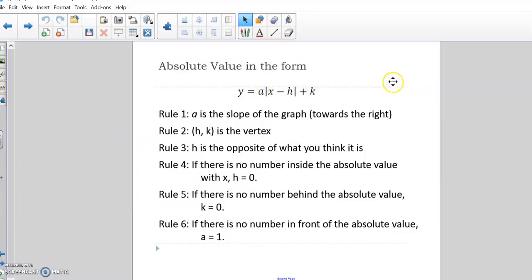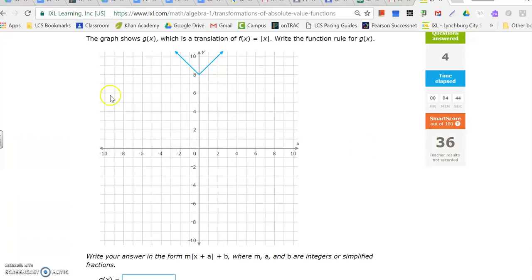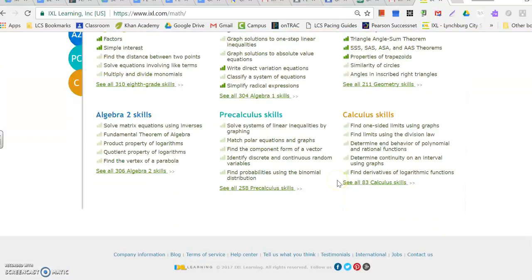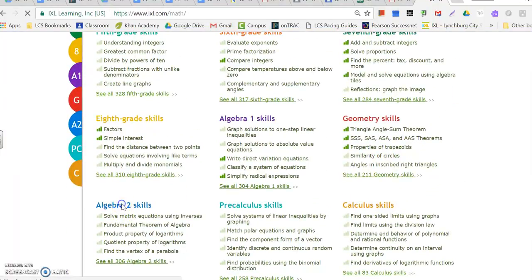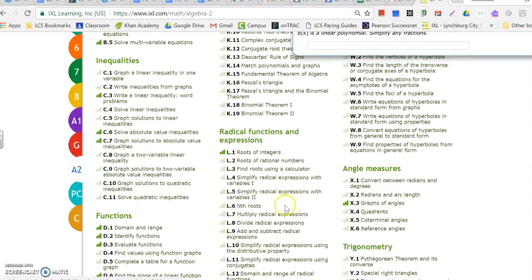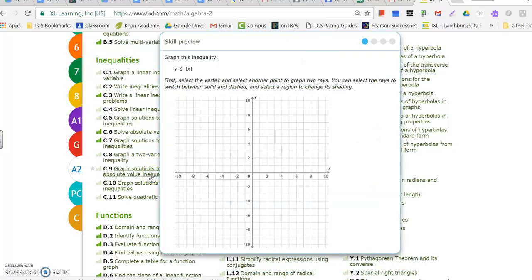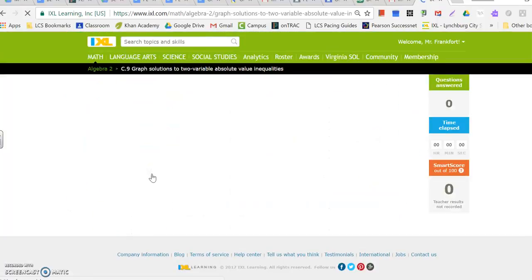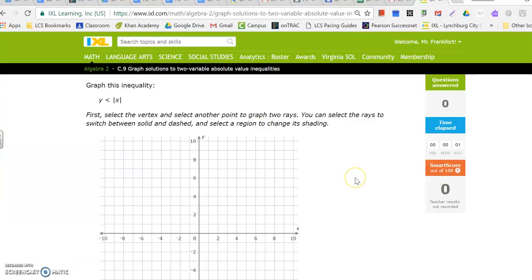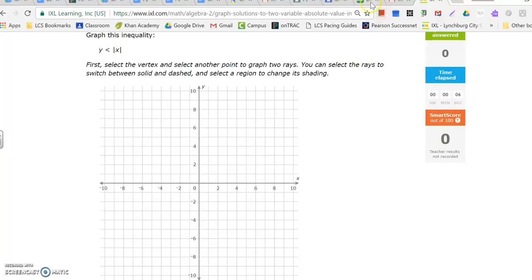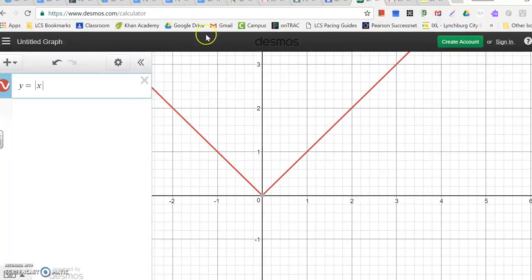All right, the other one I wanted to show you guys so that you'll have something to go on as you practice today is graphing the absolute value inequalities. This is actually under Algebra 2. So you'll have to get out of Algebra 1, come in here to Algebra 2, and it's going to be this one. Graph absolute value inequality C.9. So for this inequality, we want to do y is less than the absolute value of x, and I'm going to come to Desmos to give you an idea of what that ought to look like.